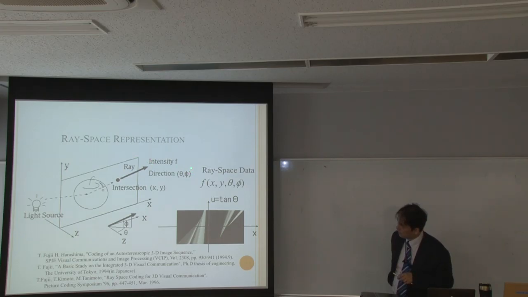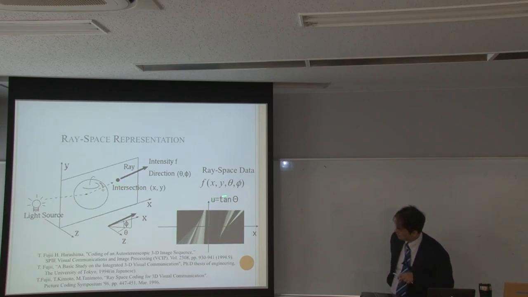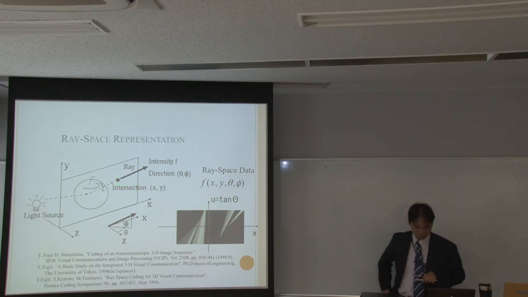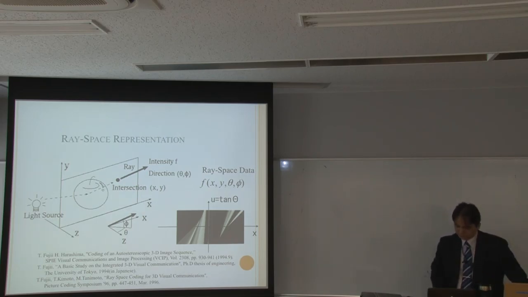And if we define the intensity of the ray f as a function of these four parameters, we can get this ray space data representation, f(x, y, theta, phi). Okay? This is called ray space. The ray space is like this kind of pattern. Okay, this is the main concept.